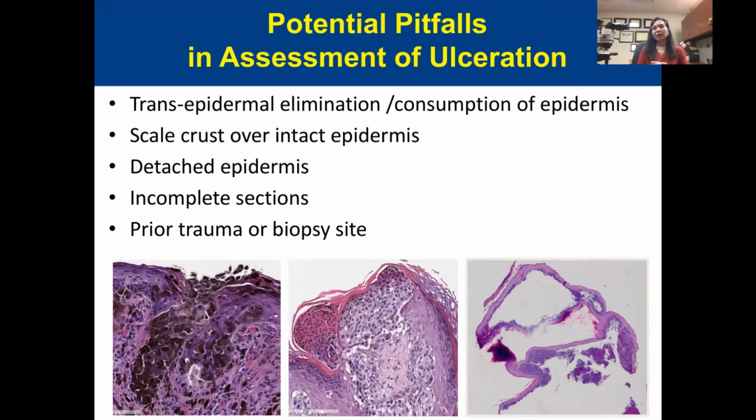And the other common pitfall is incomplete section, right? Because in skin, sometimes we get the incomplete epidermis. So to see the whole epidermis, you might have to go for deeper levels to cut to see the whole epidermis. It's not the true ulceration. And the other scenario is the ulceration is due to prior trauma or due to a prior biopsy at that location, right? It's not the true melanoma associated ulceration.